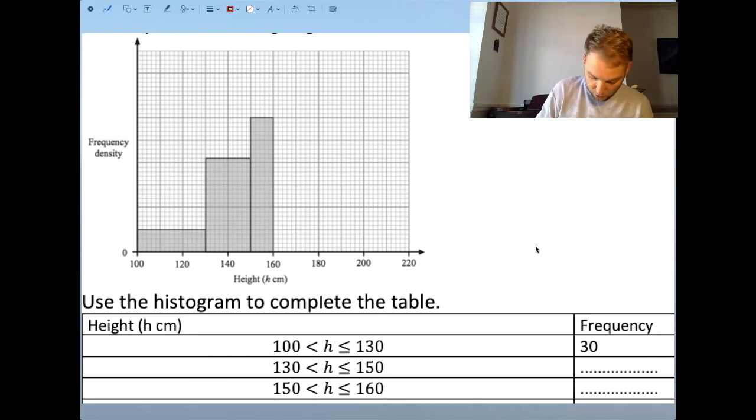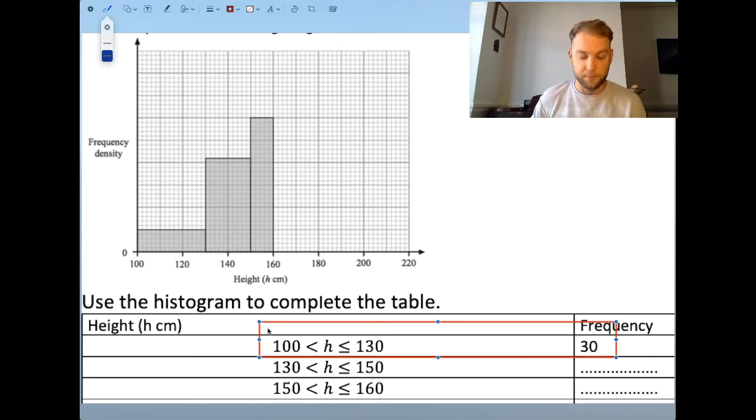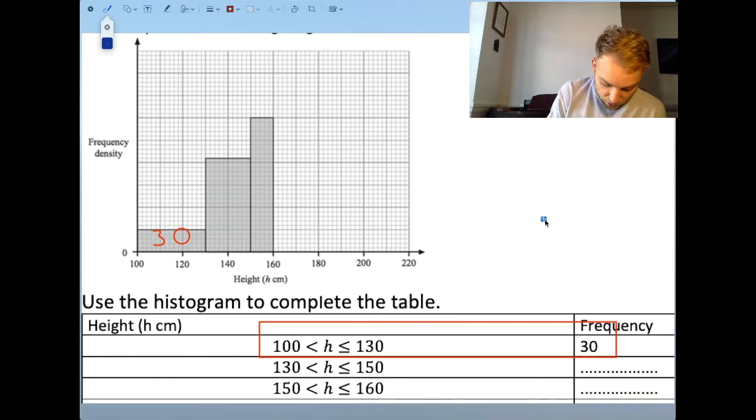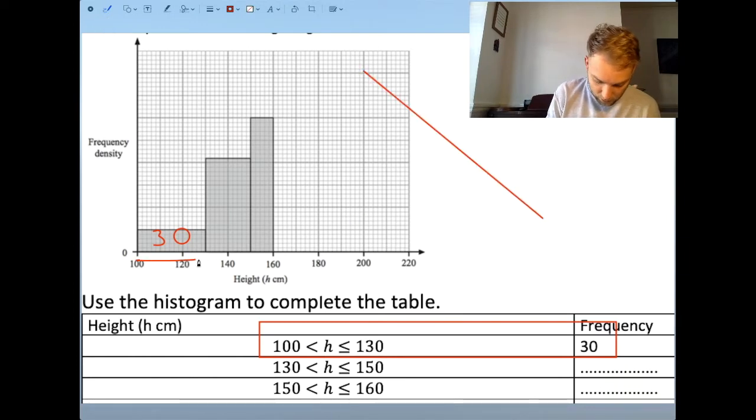Now we know this first one here, don't we? We know what the frequency is, and we know what the class width is. So what we've got to do is use this to find out the frequency density on the side. So we know that the area is represented by the frequency. So the first thing we can write in here is that this is 30. We know that that's equal to 30 because it's the area. We know that this here, across here, is between 100 and 130, which is also 30 across there.